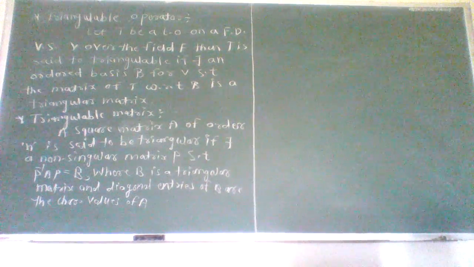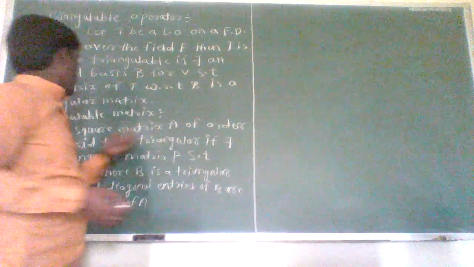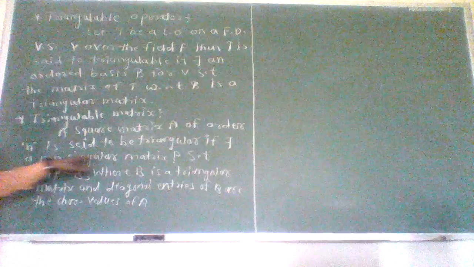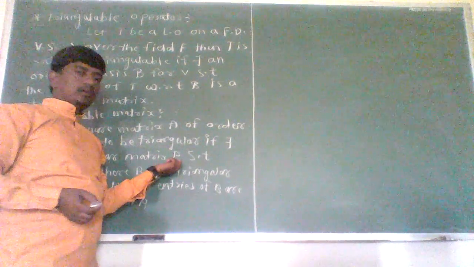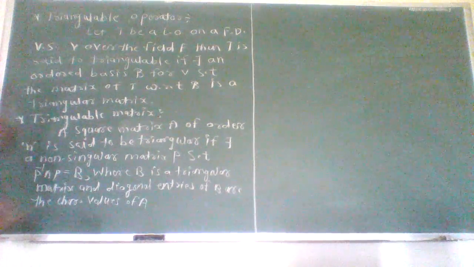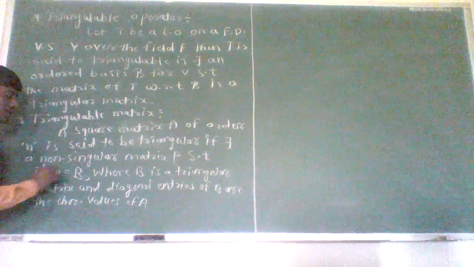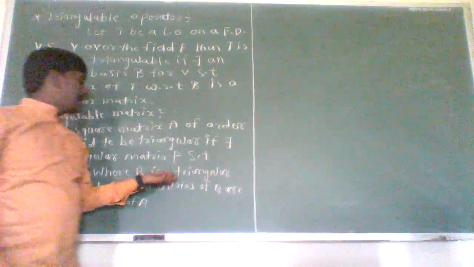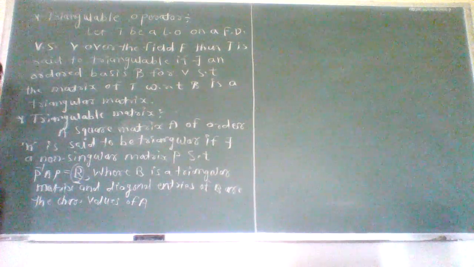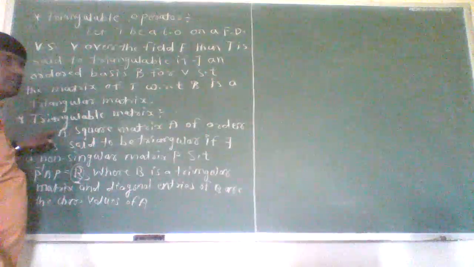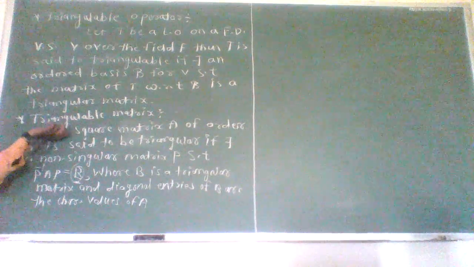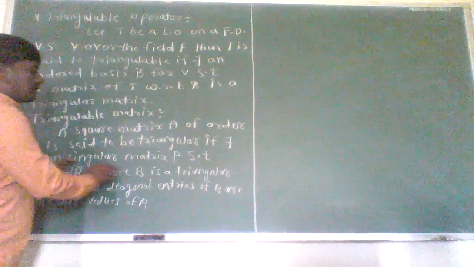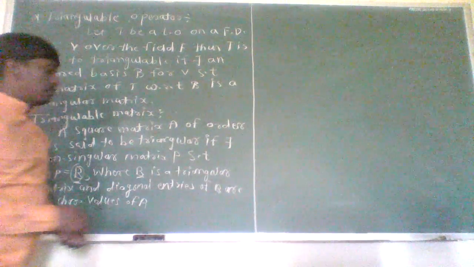So, what is a triangulable matrix? A square matrix A of order n is said to be triangulable, that is, triangular, if there exists a non-singular matrix P, non-singular meaning it is invertible, such that P inverse AP is equal to B, where this B is nothing but a triangular matrix, and the diagonal entries of this B are nothing but the characteristic values of the matrix A. Then we say that the matrix A is a triangulable matrix whose characteristic values are the diagonal elements of the matrix B. Okay, now we have to see one theorem.